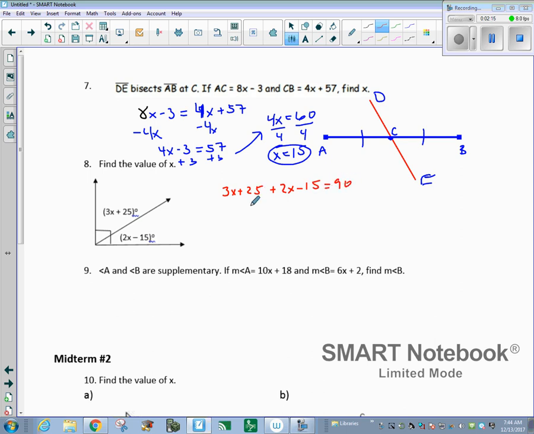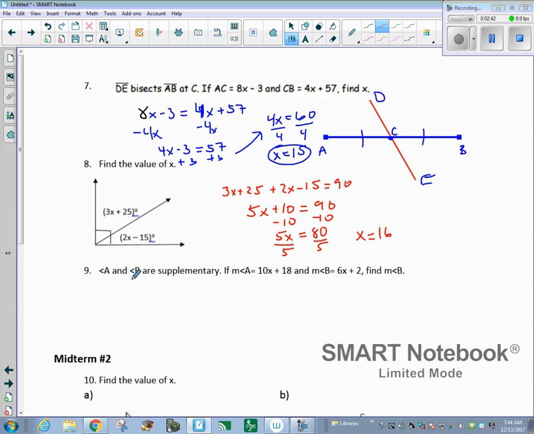So if I combine like terms, I get 5x, and 25 minus 15 is 10, equals 90. And so if I subtract 10, I'm just going to solve algebraically here. 5x equals 80, and when I divide by 5, x comes out to be 16. All right, and that's what we are looking for in this one, because that's all they were asking for, was that we find the value of x.